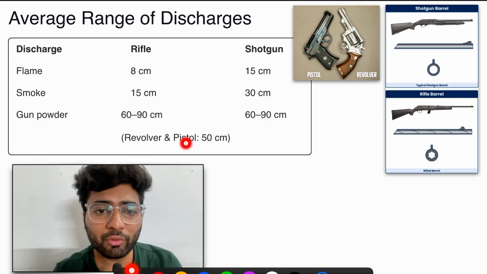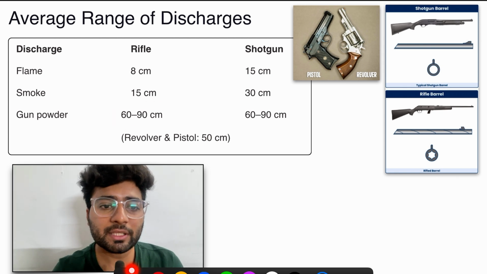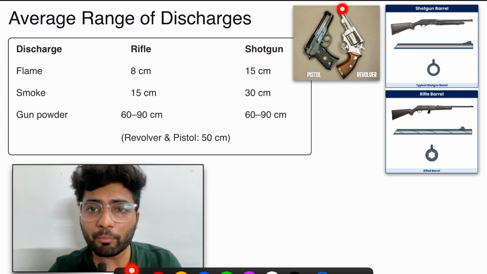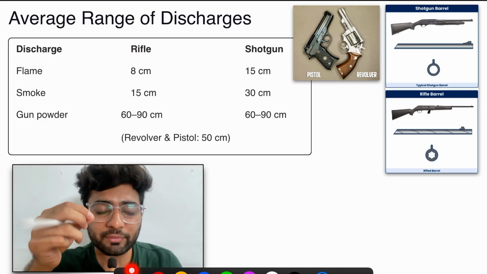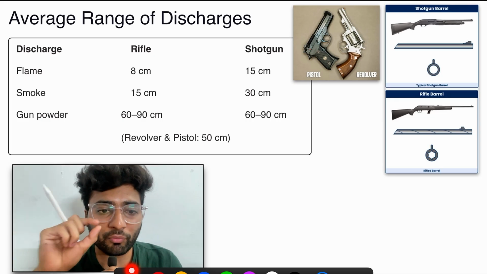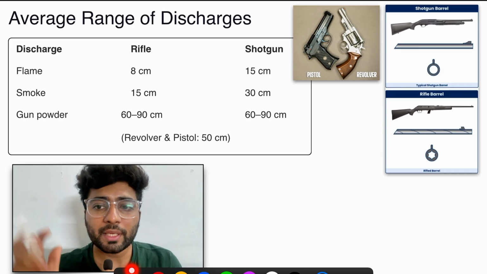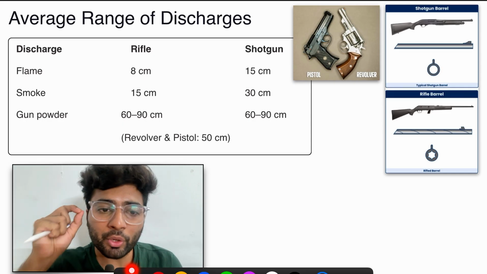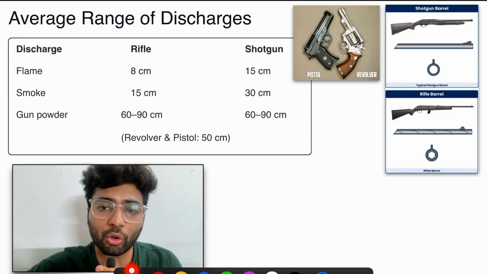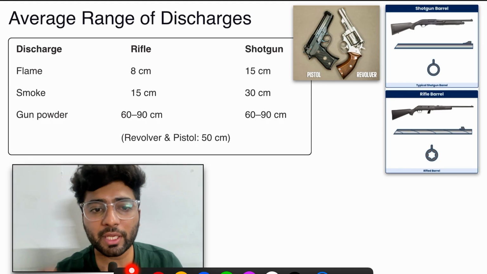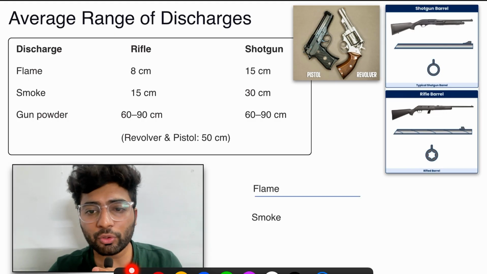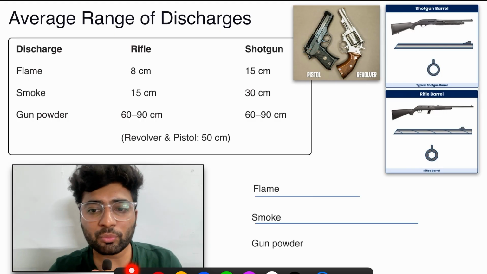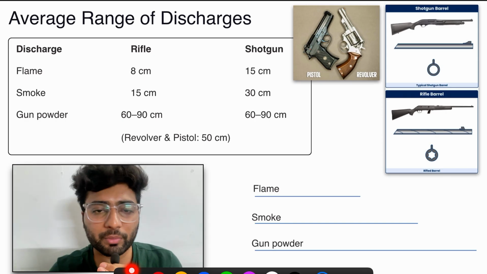Now the revolver and pistol have less range in gunpowder. Why? Because the barrel is small. When the barrel is small, the gunpowder gets less area of proper momentum. Here the gunpowder is running in a larger area of proper momentum, so it will go farther, right? So revolver and pistol have a little bit less range in the gunpowder. As I told you, the flame is the shortest, then smoke, and the longest to go is the gunpowder.